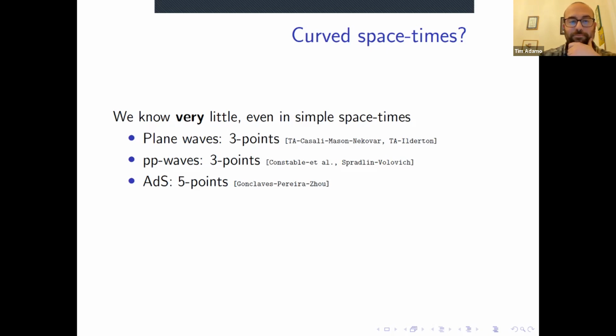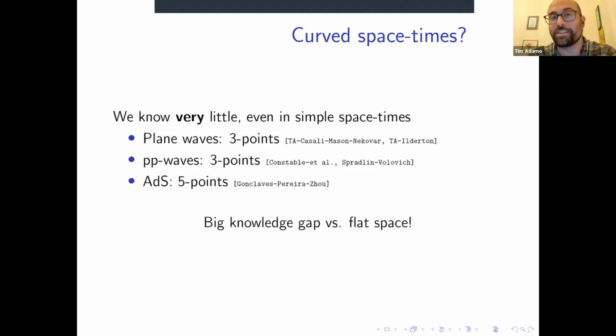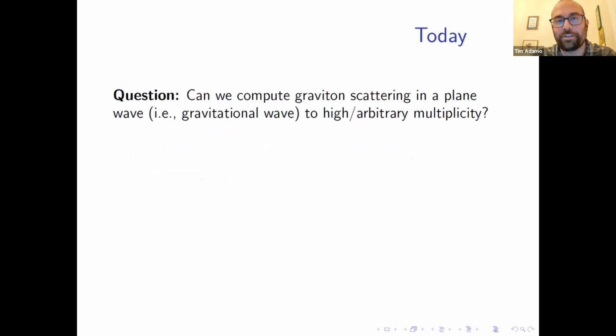So the point to take away is that there seems to be a really big knowledge gap between what we know at tree level in Minkowski space and what we know at tree level in even the simplest curved spacetimes. And that could just be because scattering in curved spacetimes is really hard, and we could just give up hope and think that, well, there's no way to get these kind of all multiplicity results that we know and love in Minkowski space in curved spacetimes.